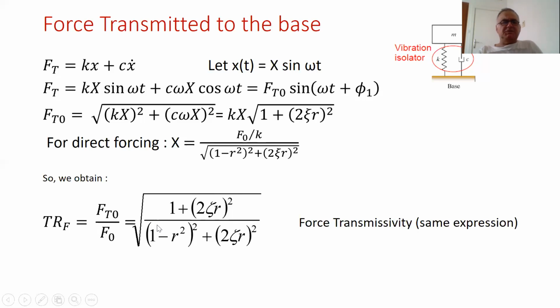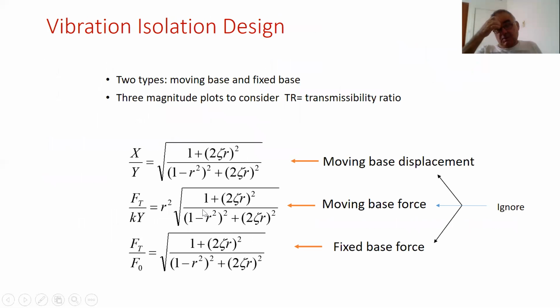So we find the force transmissibility as the following equation. And this is exactly the same expression as the displacement transmissibility. There is no difference in terms of the equation. So I can design isolators either for moving base displacement or fixed base force. Moving base force is another issue which we will, for the time being, ignore. The first and the third cases are exactly the same. We design them similarly.